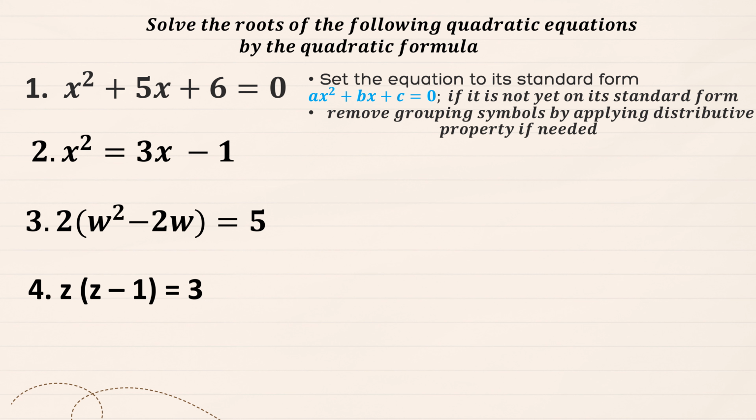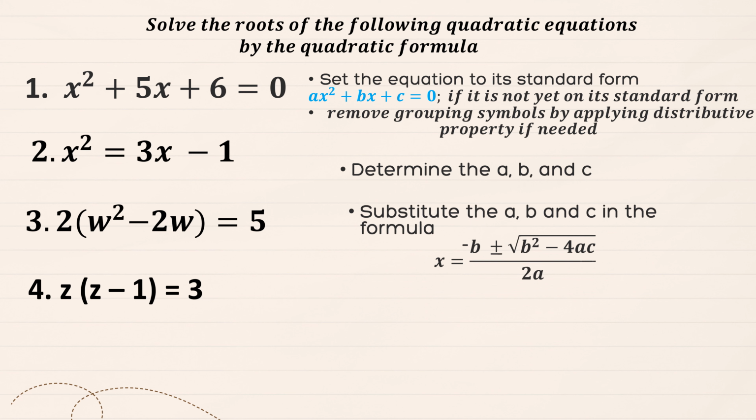Step 1, we need to set the equation to its standard form. The standard form is ax squared plus bx plus c is equal to 0, if it is not yet in its standard form. The second step, we need to remove grouping symbols by applying the distributive property if needed. And then the third step, we determine the a, b, and c in the equation. The a, b, and c are the constants or the numerical coefficients of the quadratic equation.